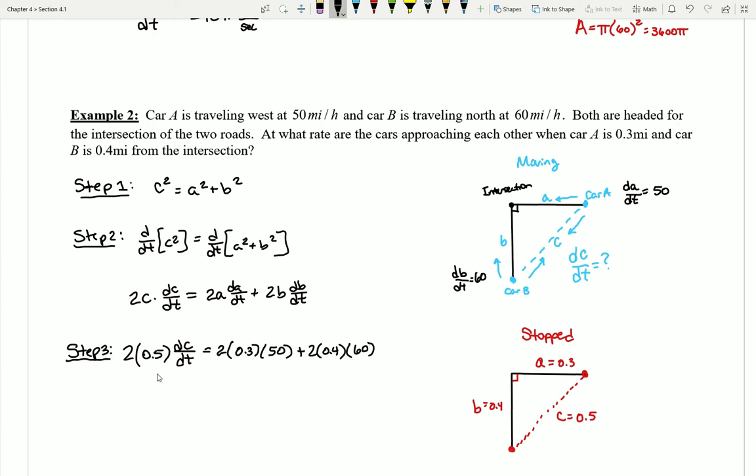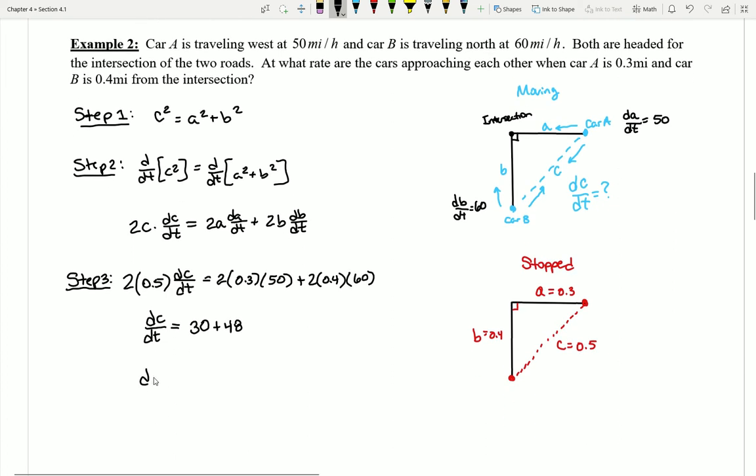I just need to simplify stuff down as much as possible. Notice over here, this is really just 2 times a half, so that's just going to turn into a 1, so I'm just going to have dC/dt. Over here, I'm going to get 100, and then 30% of 100 is going to be 30. Over here, I'm going to get 120 times 0.4. I think that's going to come out as 48. And so then if I put all of this together, I get dC/dt is going to be equal to 78.